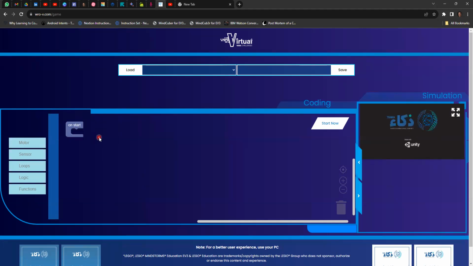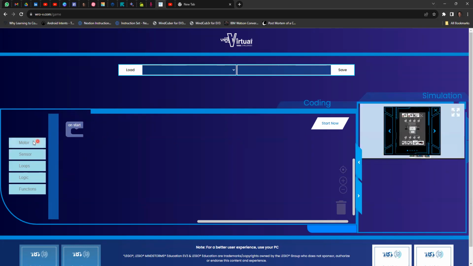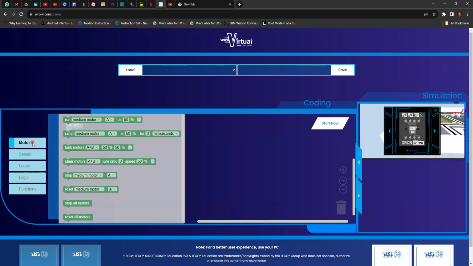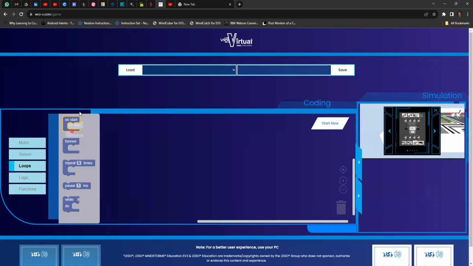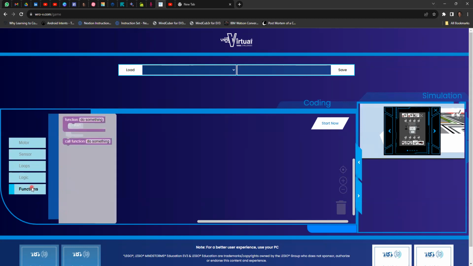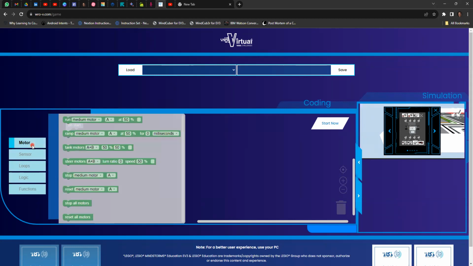As you see here, it's like Scratch, exactly like Scratch. You have on start: what should the robot do? There are the blocks responsible for moving the motor, and here are the sensors. Loops, if you would like to repeat something, and logic, which looks like the if statement in programming, and also the functions here. So let's start with the motors block.